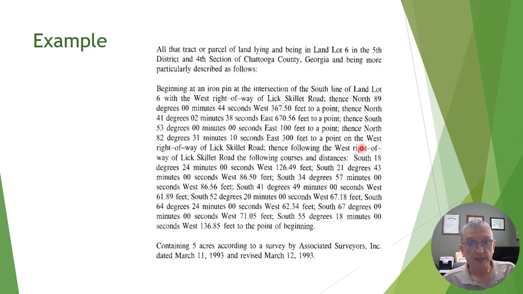Fence following the west right-of-way of Lick Skillet Road, the following courses and distances. I won't go through them, blah, blah, blah, to the point of beginning. So here, the beginning point, there is no commencing point off-site. The beginning point is an on point where the land lot line and the right-of-way intersect. And then we have a journey, mathematically described, back to the point of beginning.